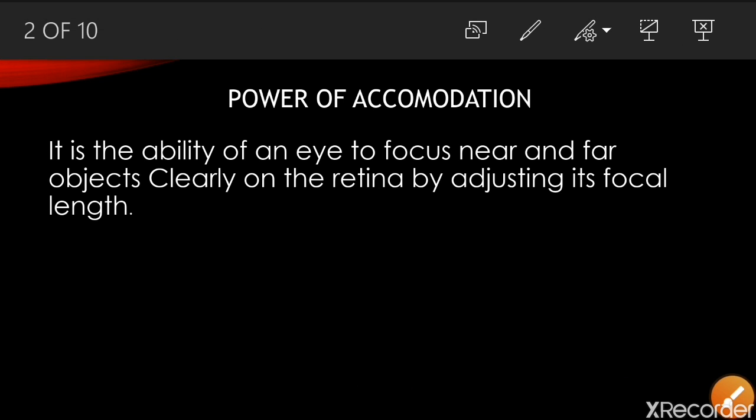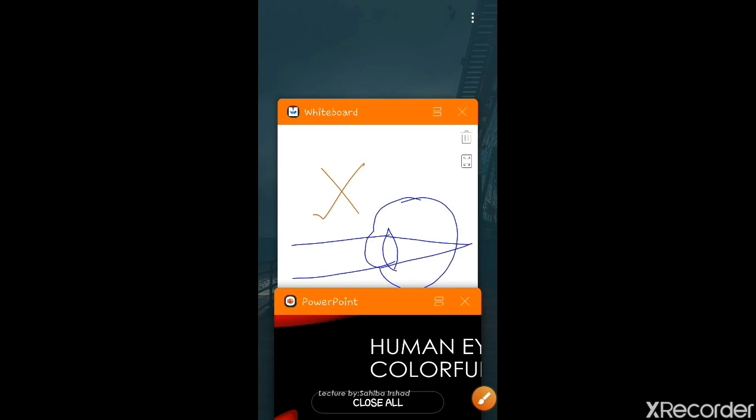What is this power of accommodation? Power is obviously something having a power to do something, and our eyes do have a power. And what power does it have? It has a power of accommodating the light rays coming from the objects that are at a distance from it, as well as the objects that are closer to it. So, what does the eye actually do when the objects are at a distance and are closer to the eye? Let us see.